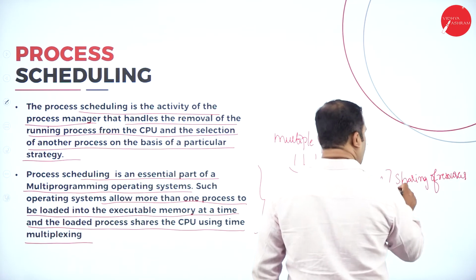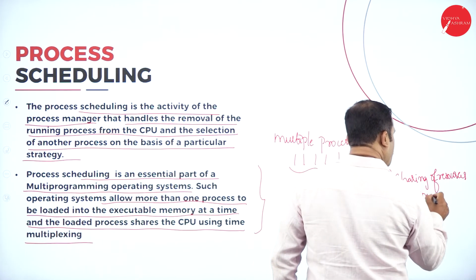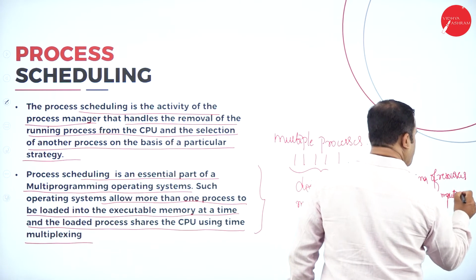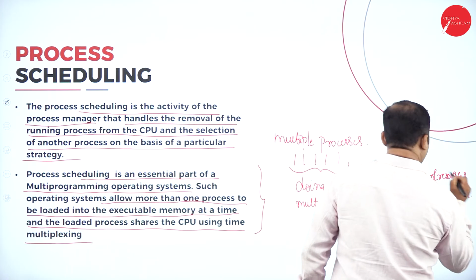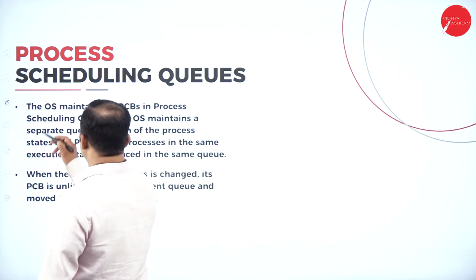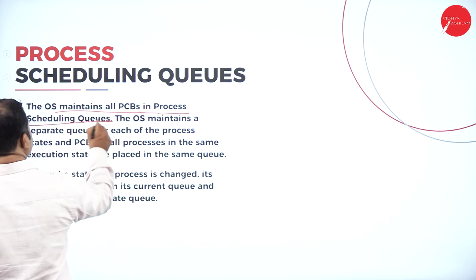in terms of time and CPU computation and all those things. If that is the case, OS maintains the process control blocks in the process scheduling queues.